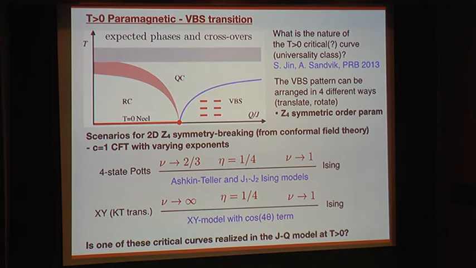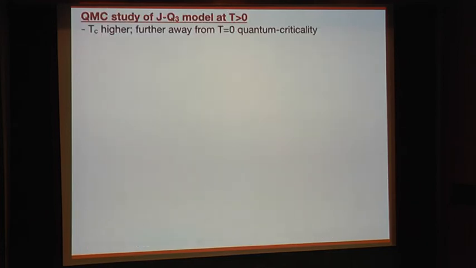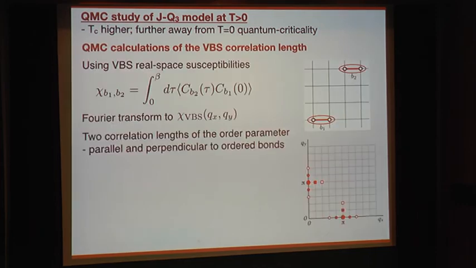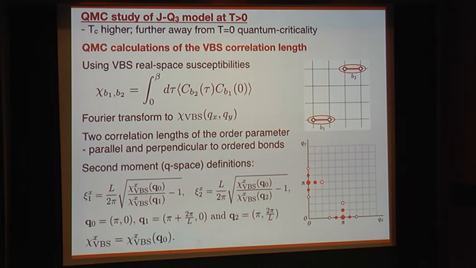So it's interesting now to ask, is one of these scenarios realized on this curve in the JQ model? I will go a bit faster. We have calculated some quantities again and look at the scaling. In this case, we look at correlation lengths. These we are looking at are the dimer order parameters.